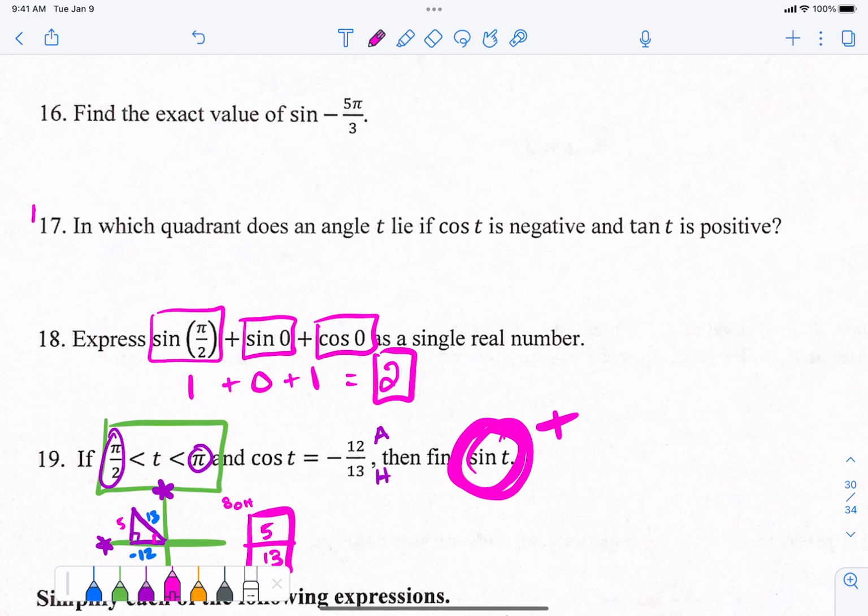All right, I'm gonna give you a minute. See if you can decipher 17. You're just trying to figure out which quadrant. You've got a 25% chance of getting it right if you guess.